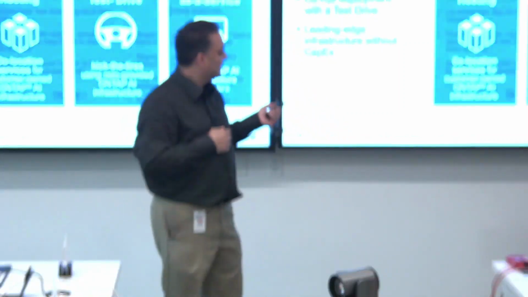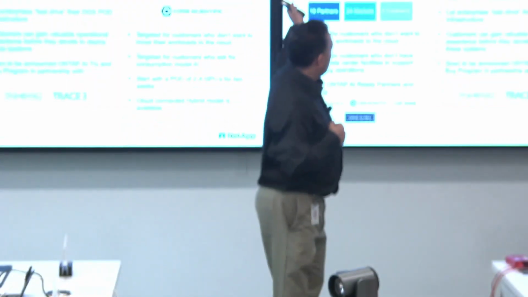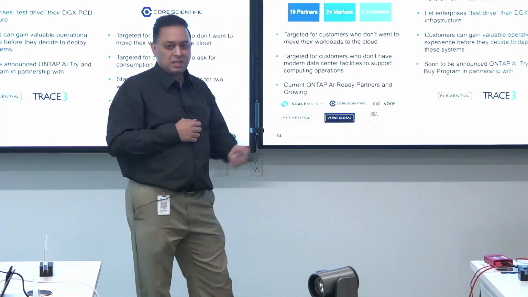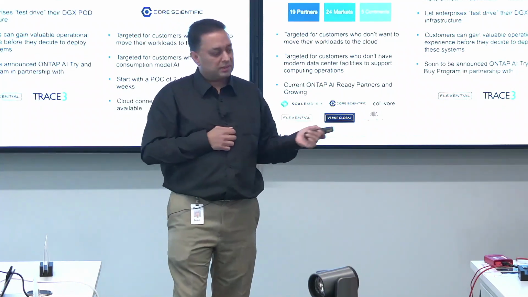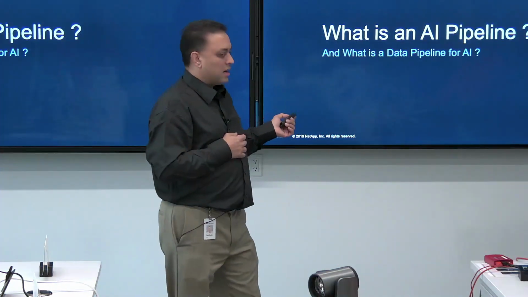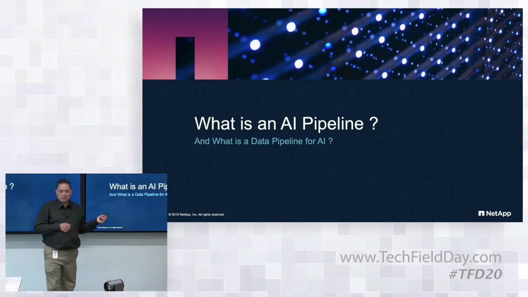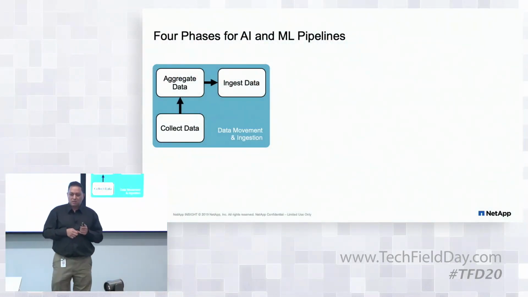Okay. All right. So we have put programs in place, like I said, try and buy AI as a service, and we are adding service providers that go with it. But let's take a step back and look at what is a data pipeline? What is an AI pipeline? And what's going on under the covers on the software side?